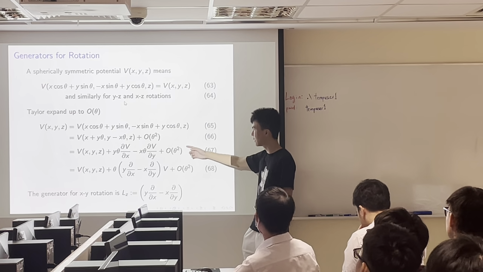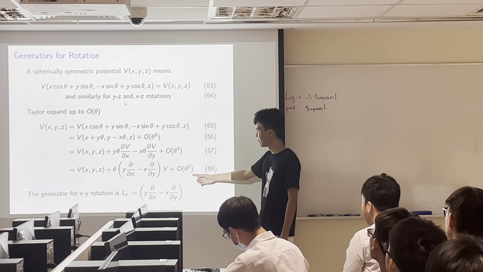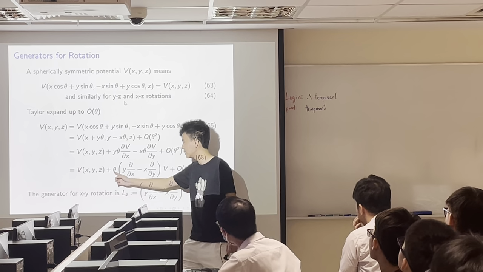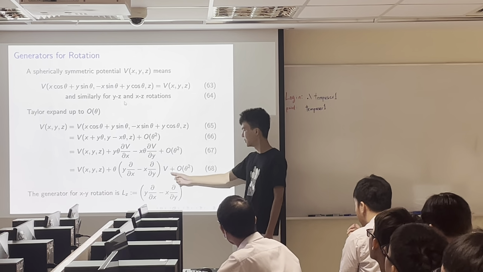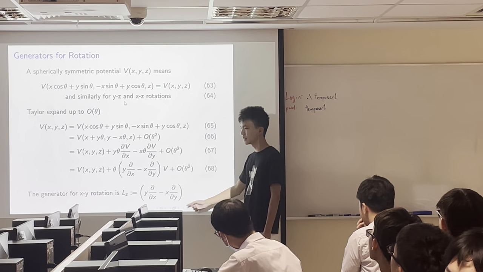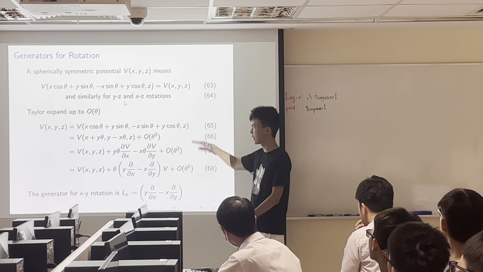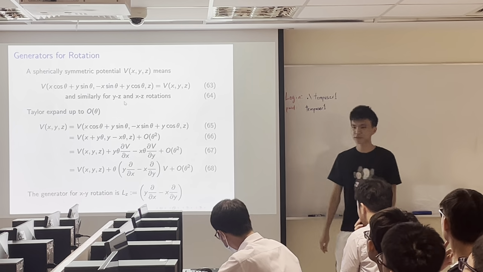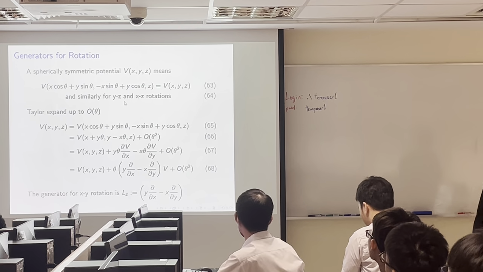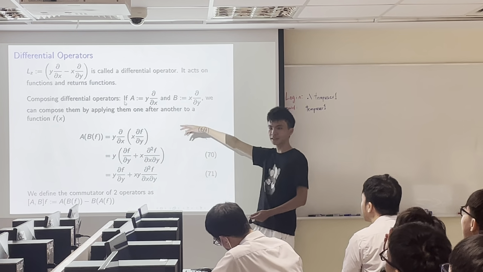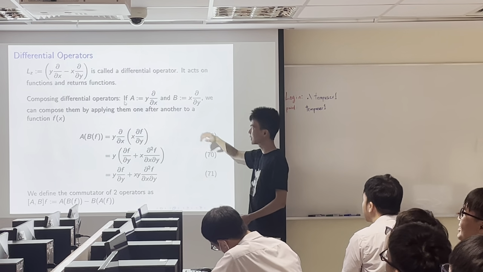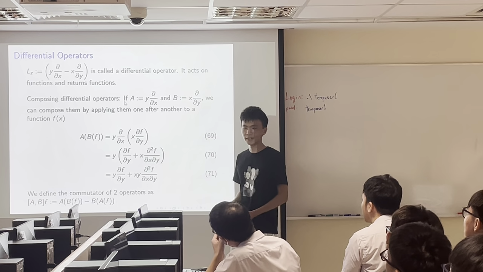You Taylor expand it out, multivariate calculus, and you get this plus theta times this operator acting on B. So this is what we call the generator for rotation. You can see the parallel: we do essentially the same procedure but for a different symmetry transformation. Now this is a differential operator because it eats a function and outputs a function. So question, can you exponentiate that? Yes, you absolutely can.